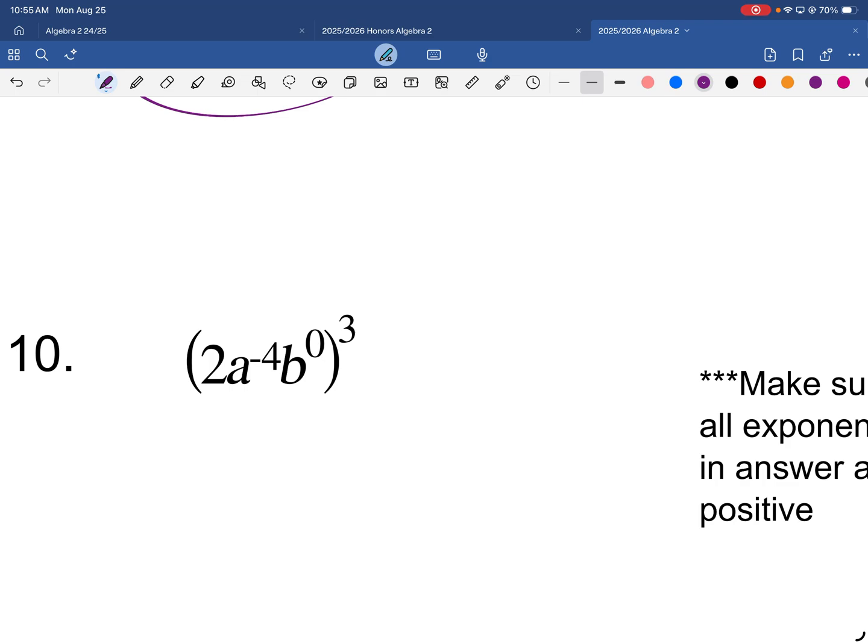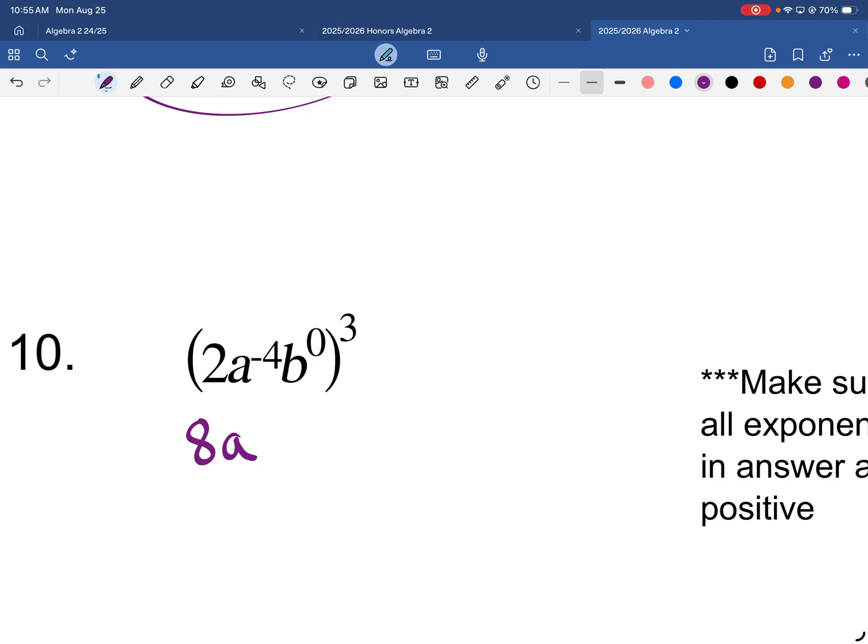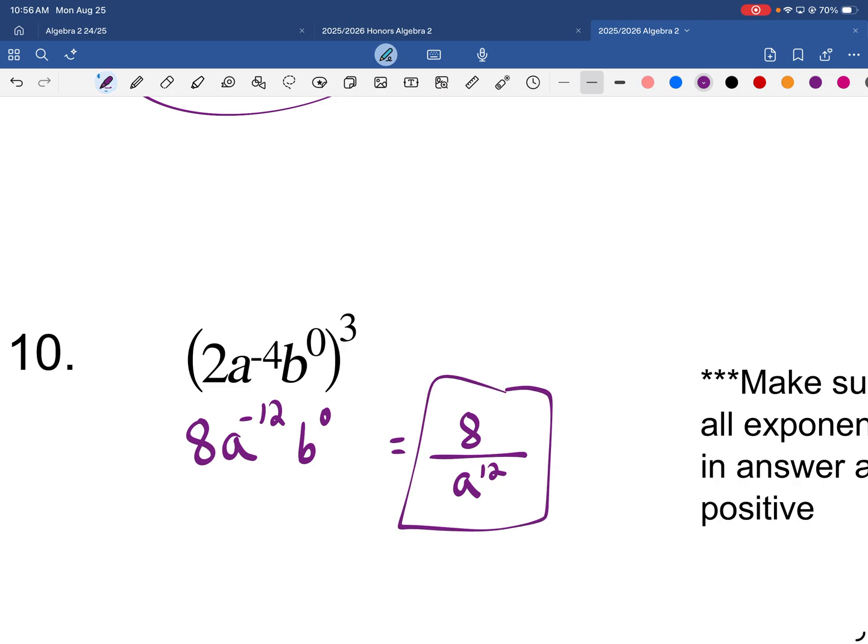So 2 to the 3rd. 2 times 2 times 2 is 8. A to the, for now, what is it? a to the negative 12th. What's 3 times 0? Just 0, right? So the answer itself, is there any b anymore? No, the b goes away. B to the 0, so you'd really still have b to the 0 because 3 times 0 is 0. And I can't have negative exponents. So we've got an 8, a to the negative 12th. That drops down in the denominator and becomes a to the 12th. B to the 0 is just 1, so you don't even need to write it. That's your solution. Okay.